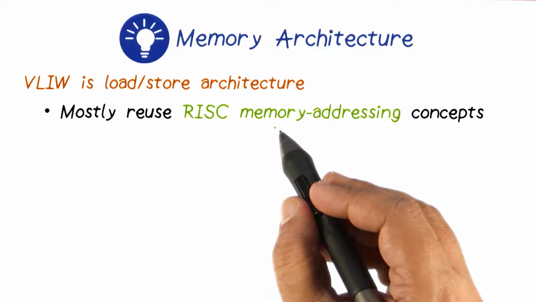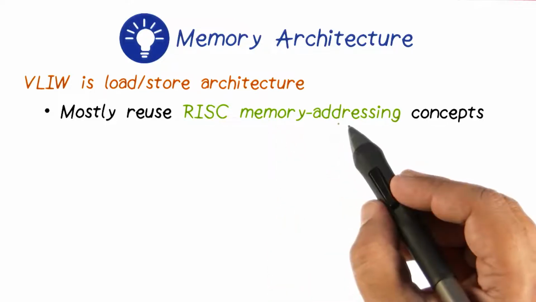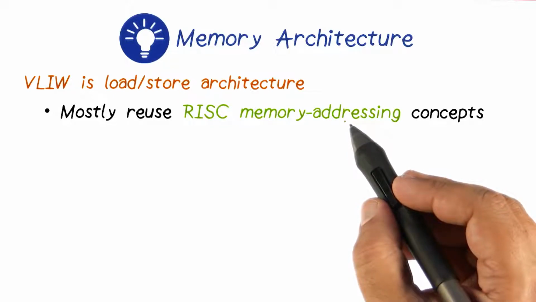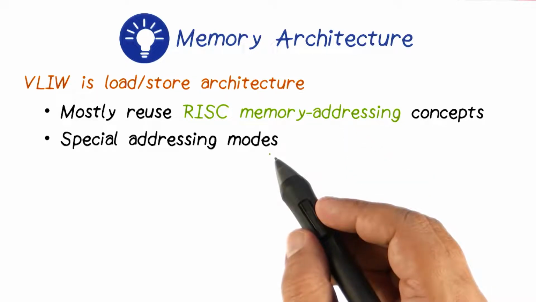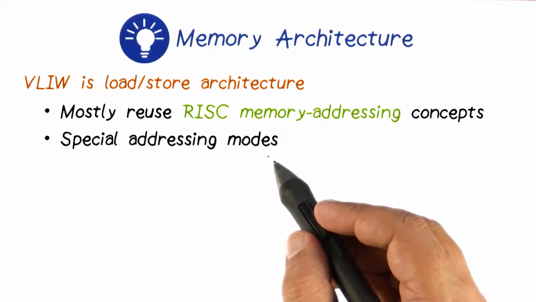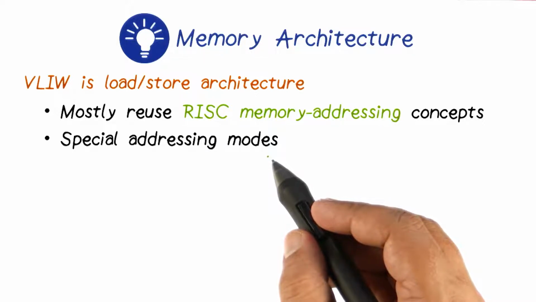The exact same concept is followed in VLIW, that is, the load stores are separate and the operands must be in registers before one can do any other operations on them, just like the RISC processing. But one of the differences is that there are special addressing modes which are supported in VLIW, and the main reason is that the number of registers supported in VLIW is very large. So we have indexed addressing mode and so on.